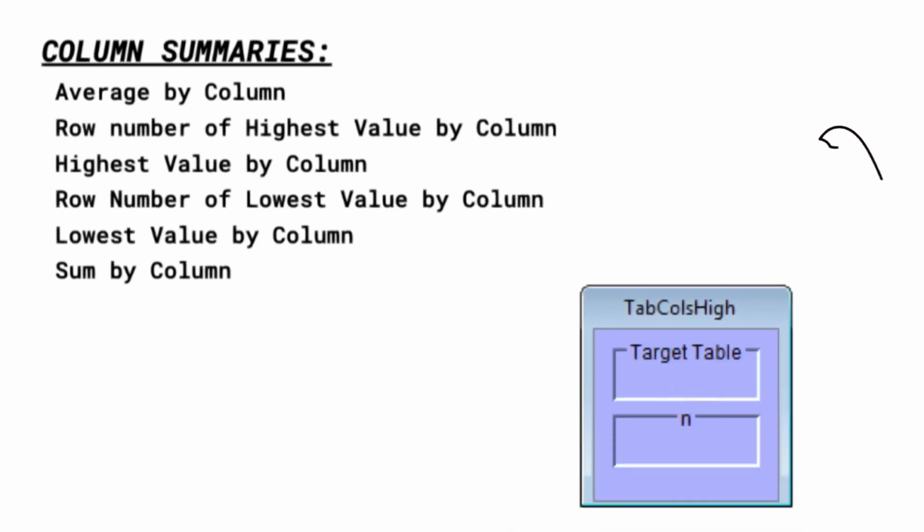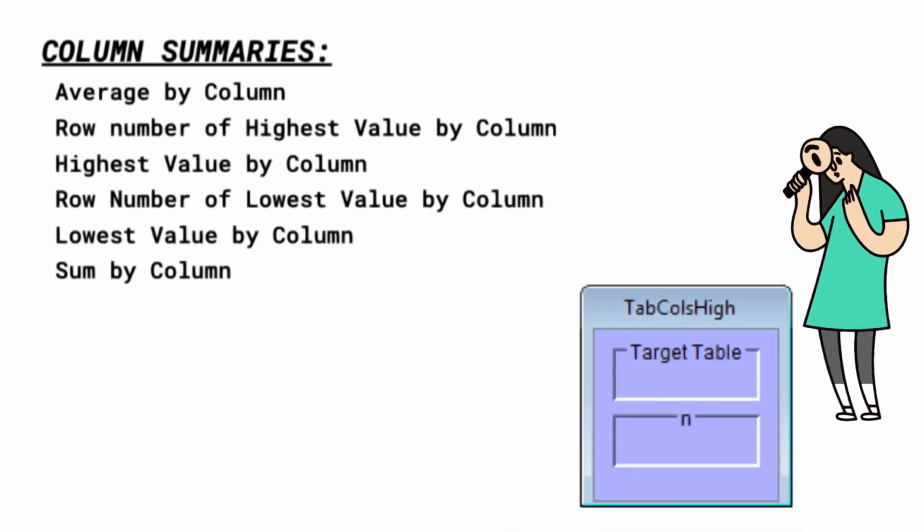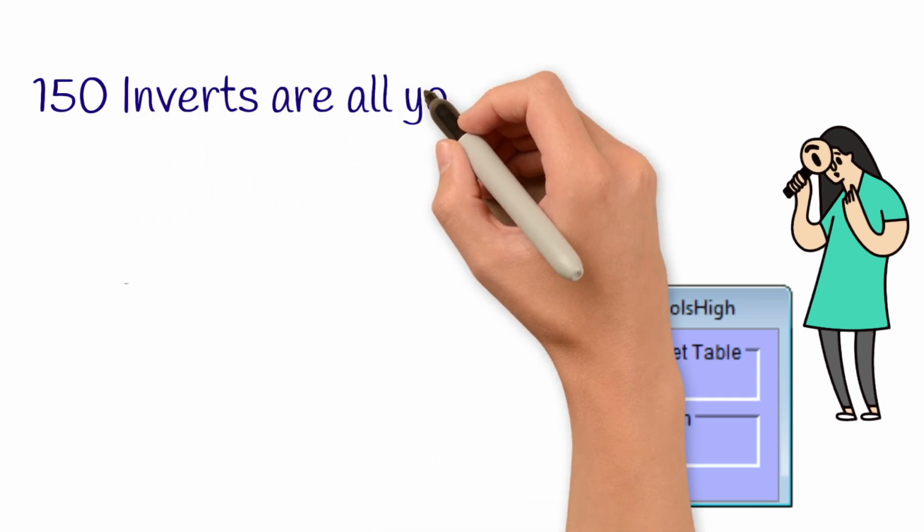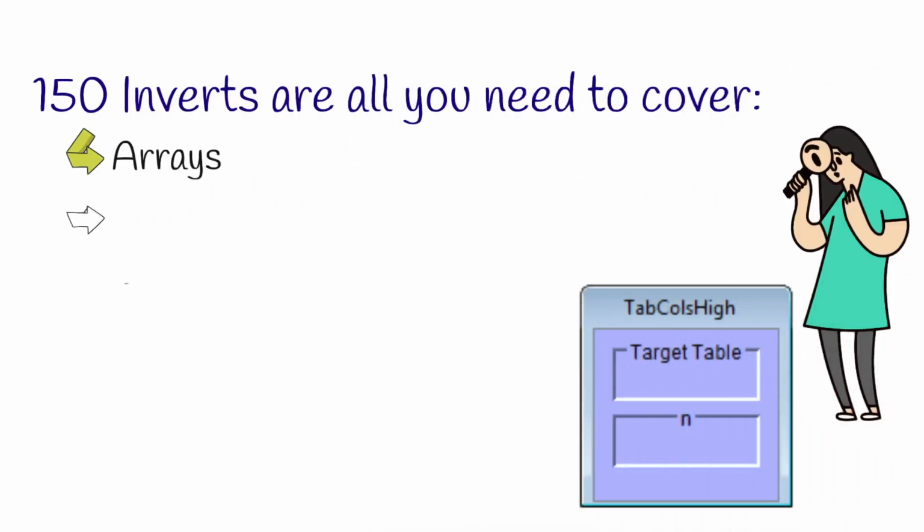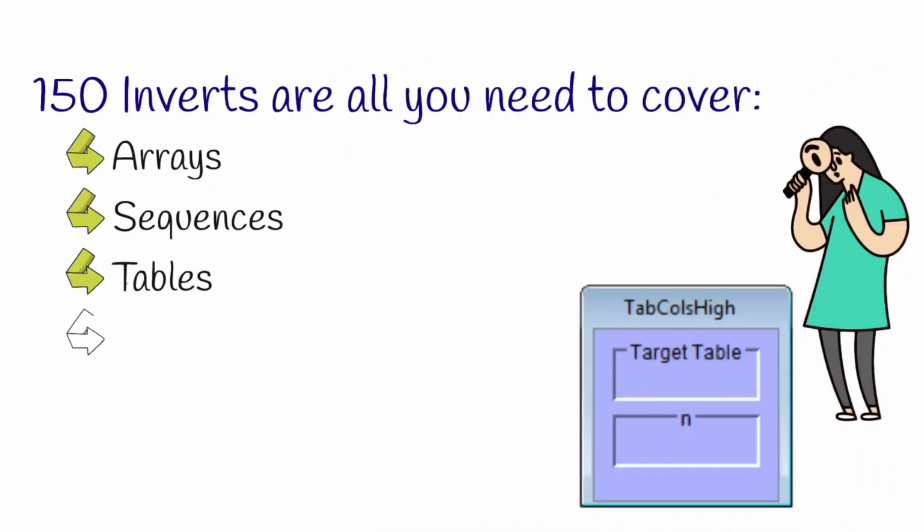Inverts can also cover more complex concepts. For example, this list of inverts represents arrays that are derived from columns of a numerical table. Here you see the invert we met before, for an array that represents the nth highest value of each column in a table. We found that around 150 inverts are sufficient to cover arrays, sequences, tables, and various numerical structures.